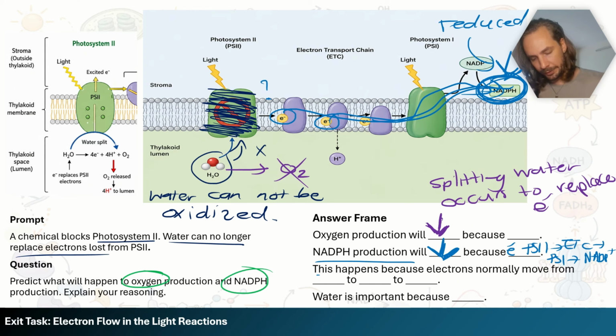This happens because electrons normally move from photosystem 2 to the electron transport chain to photosystem 1. And water is important because it replaces electrons lost from photosystem 2.